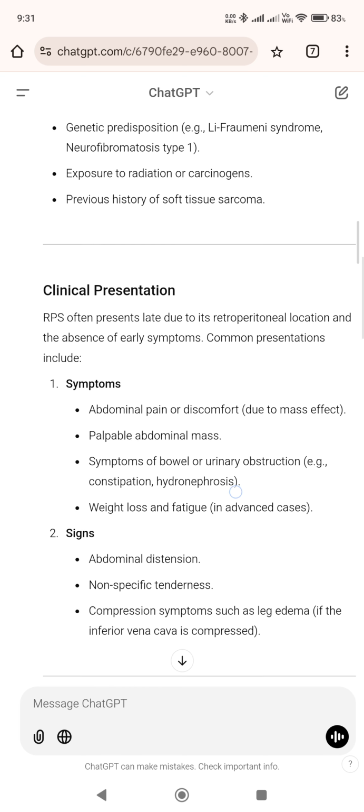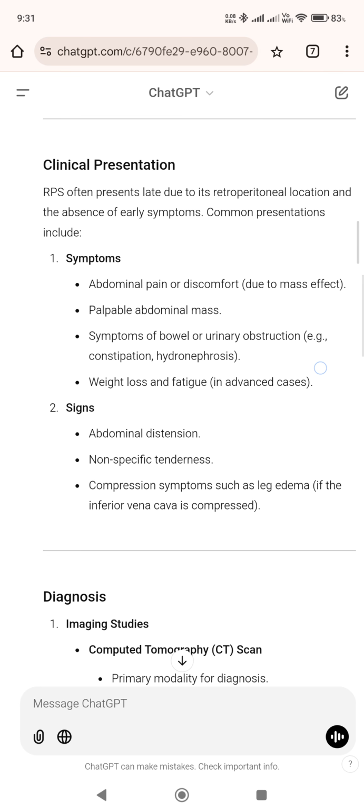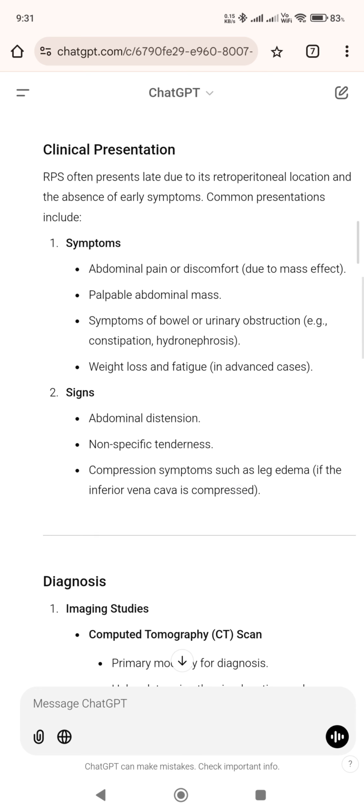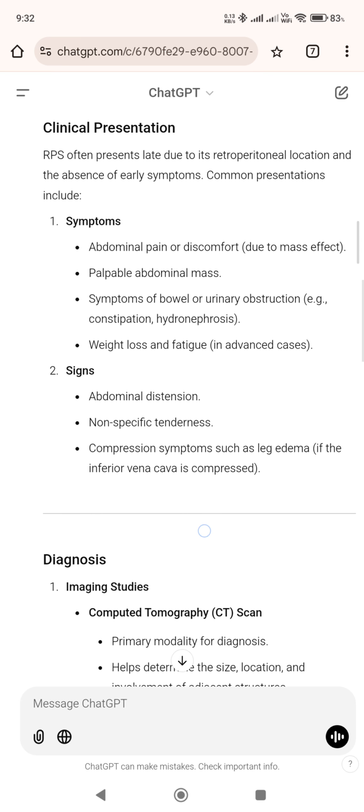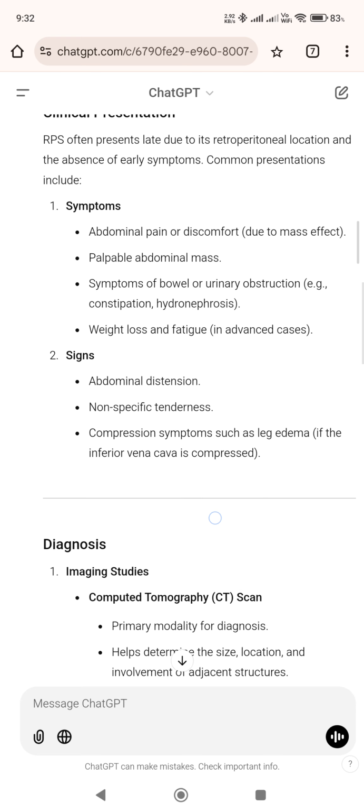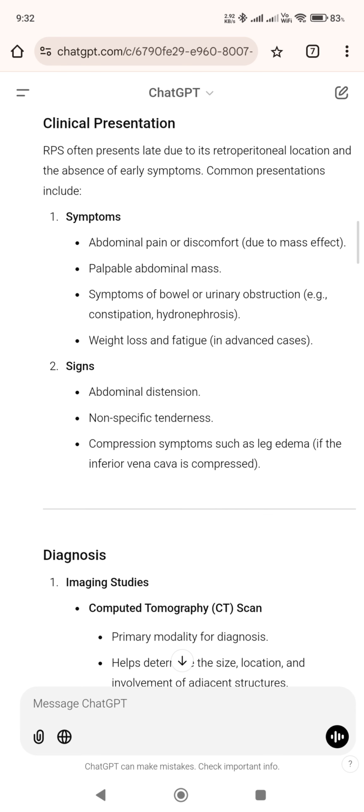Clinical presentation. RPS often presents late due to its retroperitoneal location and the absence of early symptoms. Common presentations include: 1. Symptoms: abdominal pain or discomfort due to mass effect, palpable abdominal mass, symptoms of bowel or urinary obstruction, e.g. constipation, hydronephrosis, weight loss and fatigue in advanced cases. 2. Signs: abdominal distension, nonspecific tenderness, compression symptoms such as leg edema if the inferior vena cava is compressed.